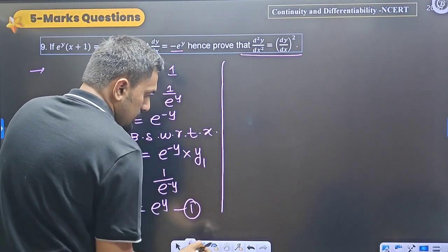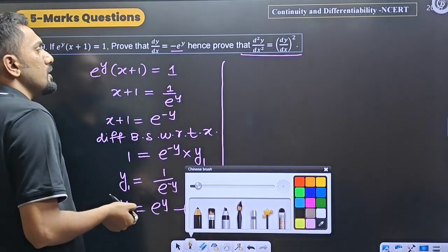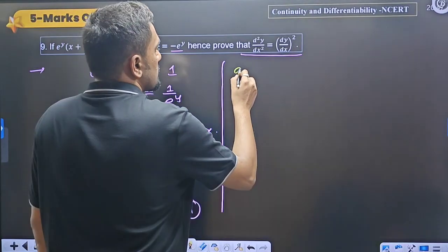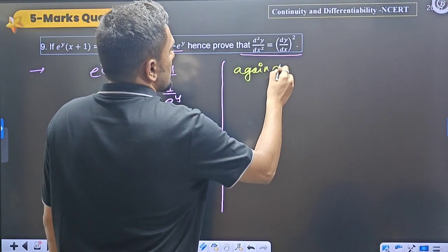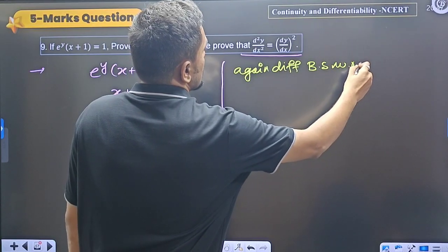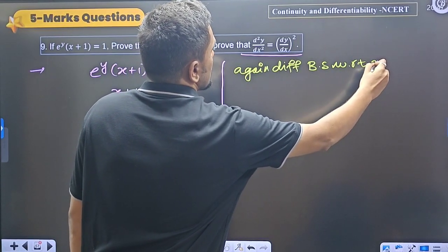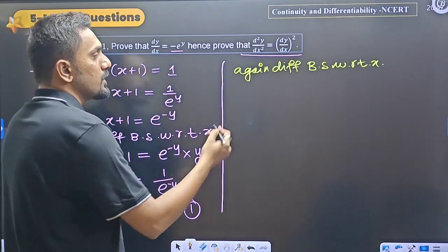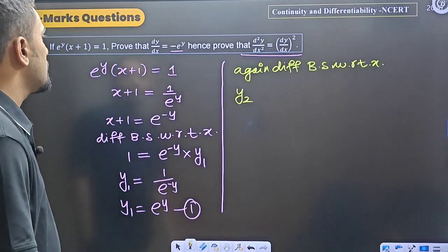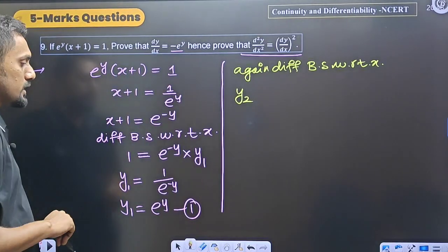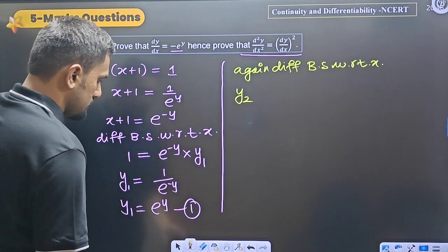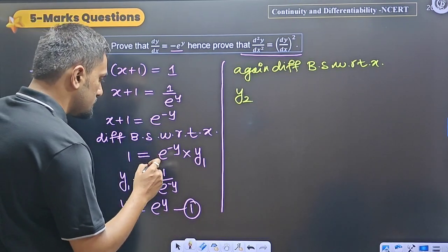Then next step. I will differentiate this again with respect to x, then it becomes again differentiating both sides with respect to x. Then y1 differentiated becomes y2, and that is nothing but d square y by dx square. See, dy by dx is equals to what we have to prove. One second, here we have made a mistake.